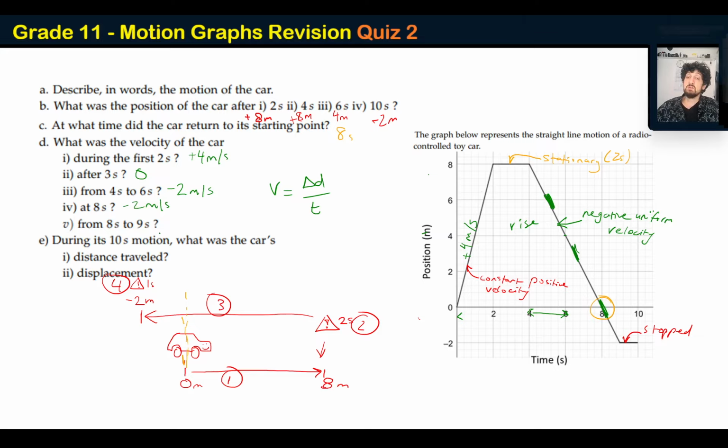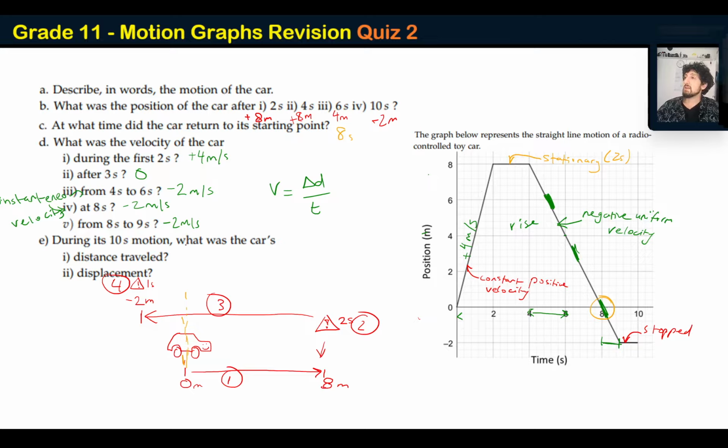From 8 seconds to 9 seconds, it's still negative 2, guys. It's that one. Come on. That is still negative 2 meters per second. So 4 to 6, it was negative 2. At 8 seconds, it was negative 2. That's the instantaneous velocity, by the way. If you're interested to know, at a certain point, we call that instantaneous velocity. And from 8 to 9, that's also negative 2.